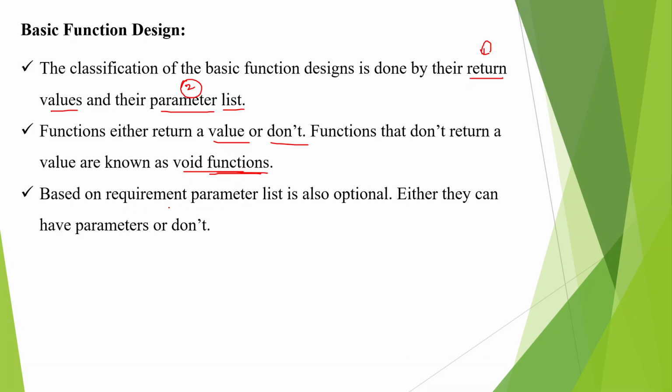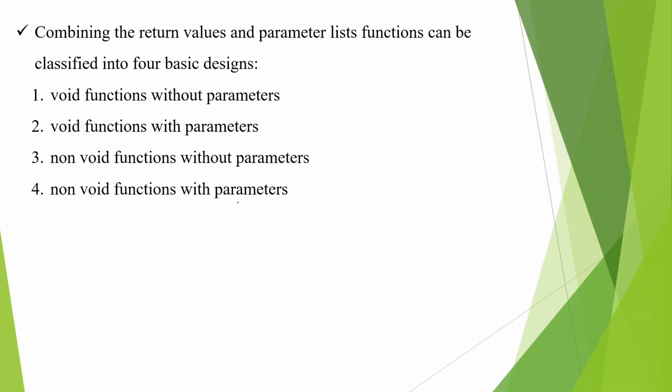Based on the requirement, the parameter list is also optional. Either we can have parameters or not. So with these 4 possibilities, that is 2 possibilities for return type and 2 possibilities for parameters, we can make 4 different types of functions. Combining the return values and parameter lists, functions can be classified into 4 basic designs: void functions without parameters, void functions with parameters, non-void functions without parameters, and lastly non-void functions with parameters.